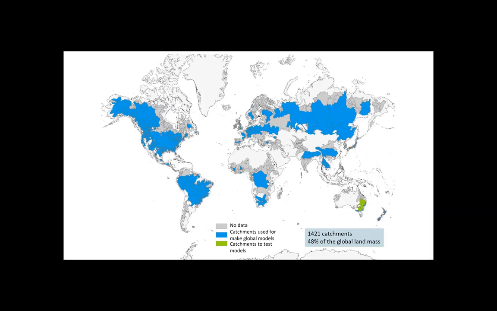The data set itself covers 1,421 catchments, 48% of the global landmass. You can see there, that's the stuff in blue effectively. And the stuff in green was those catchments that we used to assess the performance of our models.